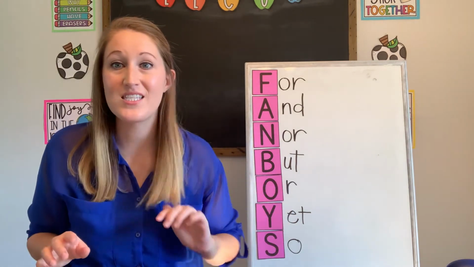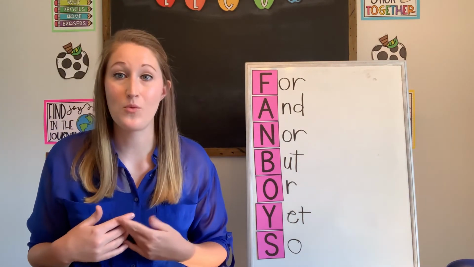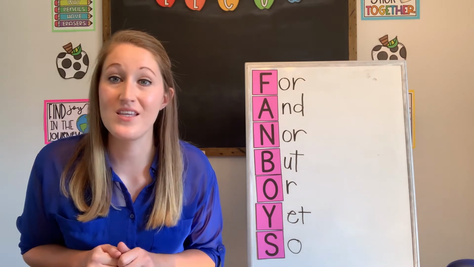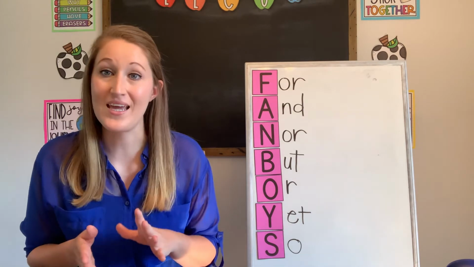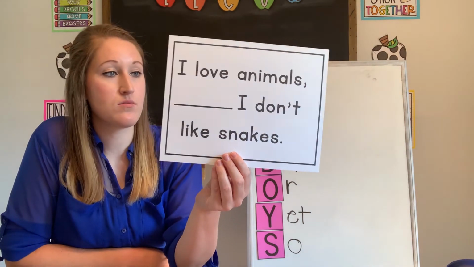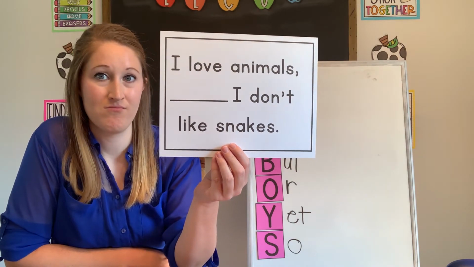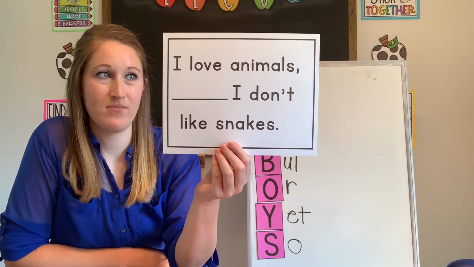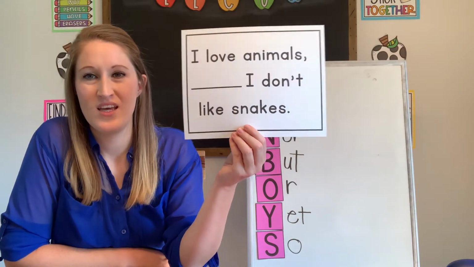All right, next up, I'm going to be reading you some sentences that also have some missing words. Your job is to help me fill in those spaces with some conjunctions that help to make that sentence make sense. I love animals. Blank, I don't like snakes.